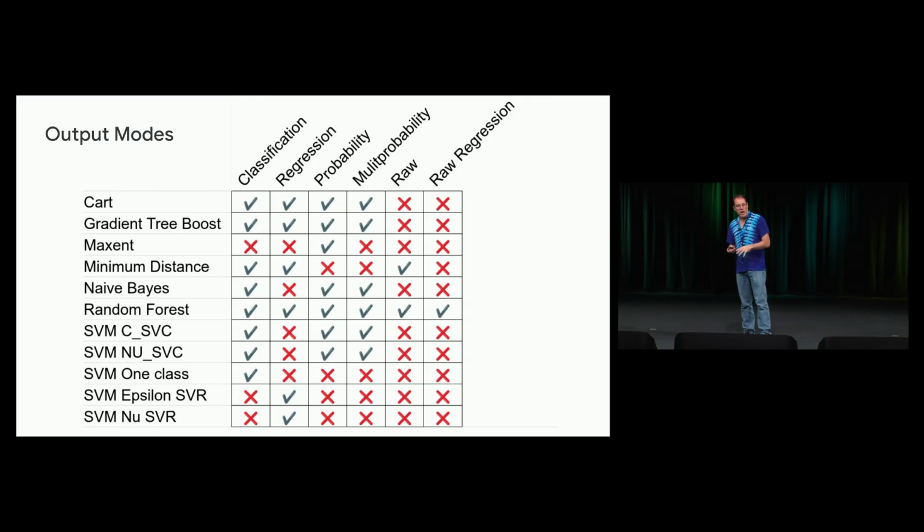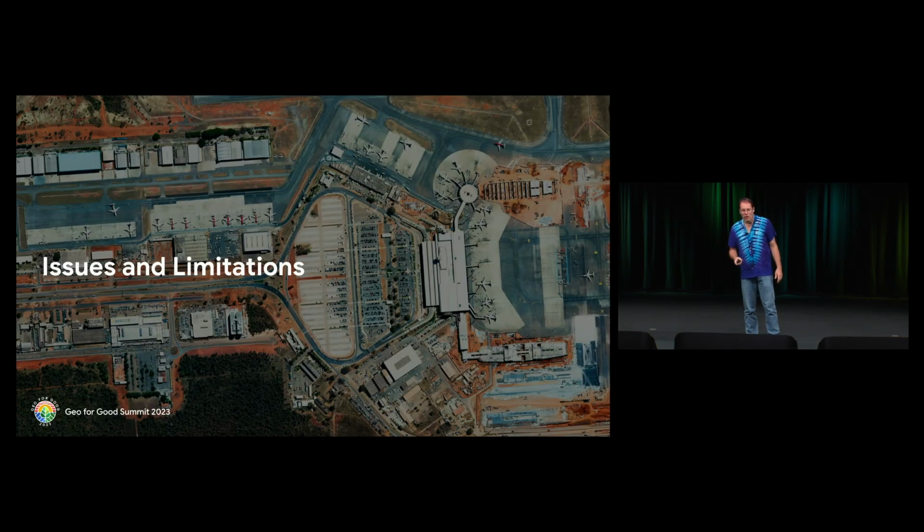Not all the classifiers support all of the output modes. Here's a breakdown of how that works. Random forest is the only one that supports raw regression, for instance. So you might find this list useful as you go and try to get something done. All right, so that's the basics.